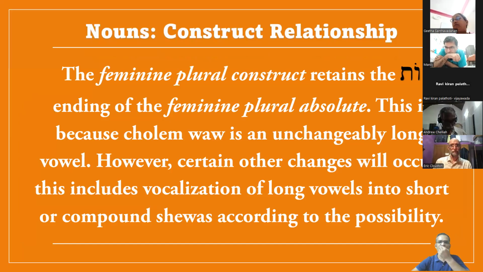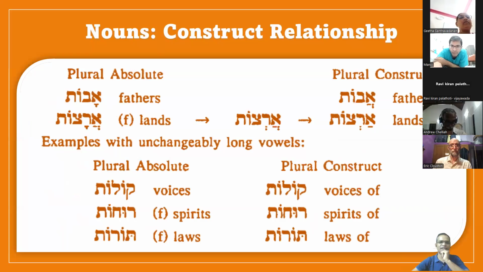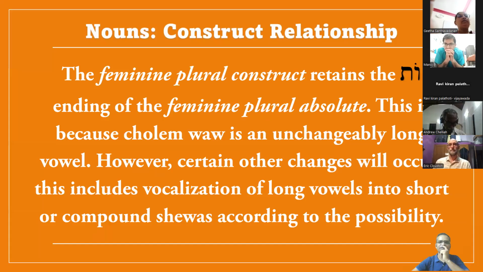Now, what happens for Holam Vav and Tav, which is the feminine plural ending? No change? You see here, there is a change, but what is the change? Certain changes will occur. This includes vocalization of the long vowels into short or compound Shivas according to the possibility.